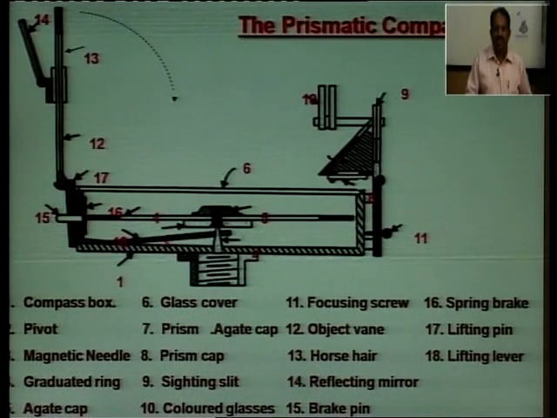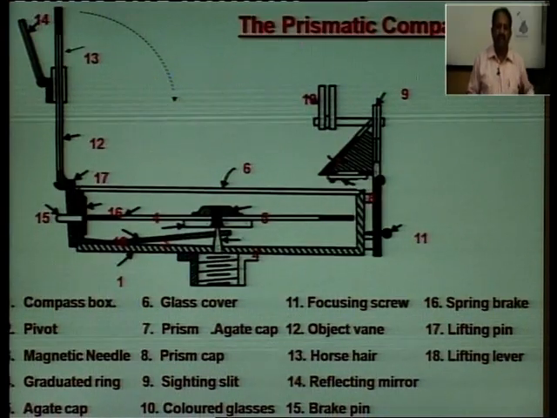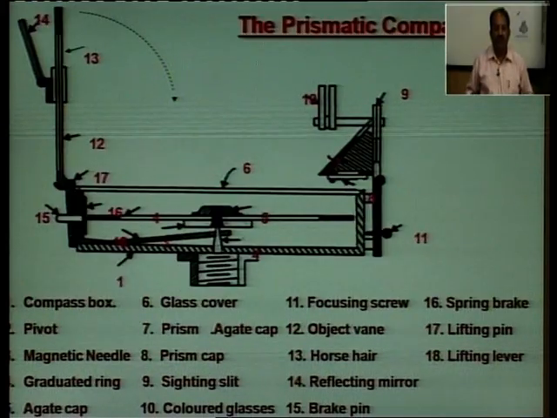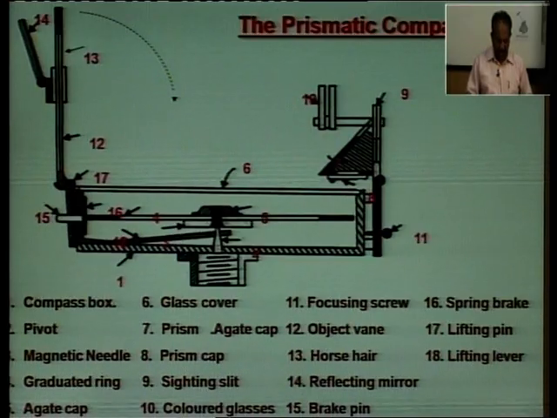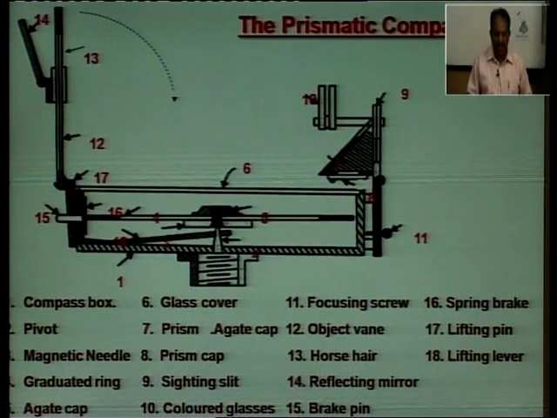On your monitor screen you will find the sectional view of the prismatic compass. Here on this sketch, digits are marked from 1 to 17 or so, and the names of those digits are written below the sectional view of the instrument. For example, 1 is compass box, 2 is pivot, 3 is magnetic needle, 4 is graduated ring, 5 is agate cap and so on. Please look at your monitor screen.